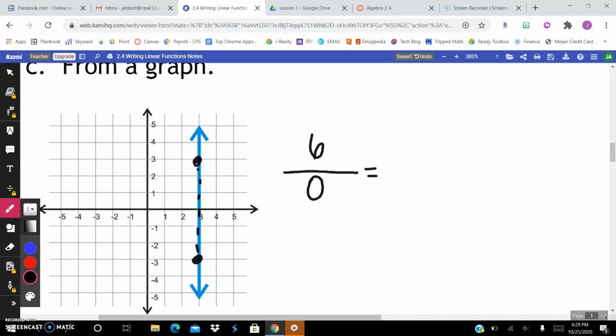And we can't take 6 and divide it by 0, or in other words, take 6 things and put them in 0 groups. That's just not something that's possible. So the slope of a vertical line is undefined.